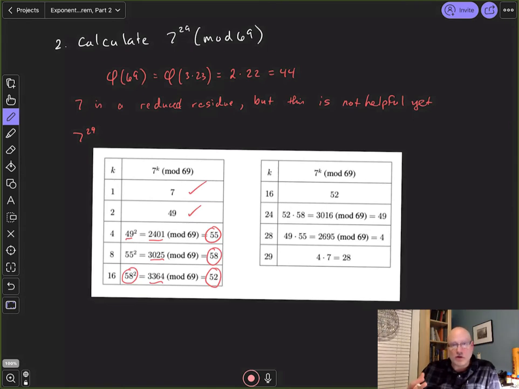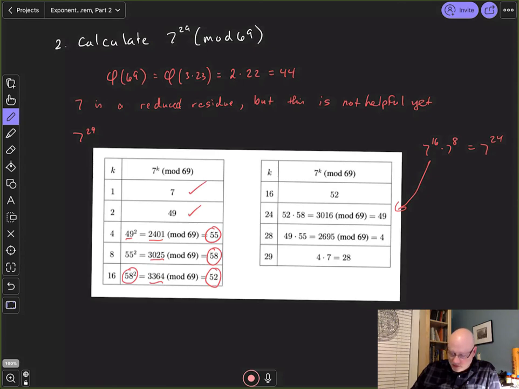So now we're going to build our 7 to the 29th. I'm just going to start with the highest power, which is generally what we're going to do. So 7 to the 16th is 52. Now 7 to the 24th: I'm going to pick the next biggest power of 2 that will fit. In other words, I can add it to 16, but I'm still less than 29. So now I have 7 to the 16th times 7 to the 8th, which is the same as 7 to the 24th. And that's what leads me to this row.